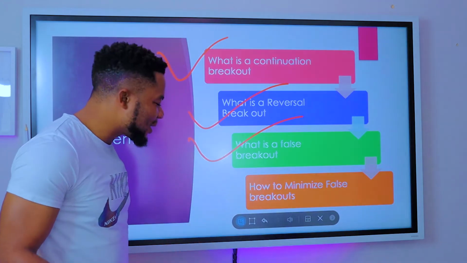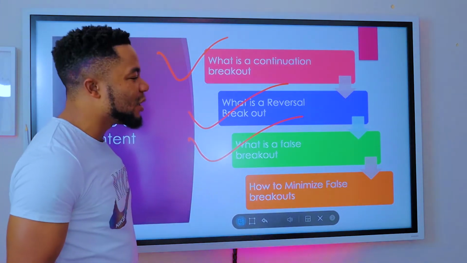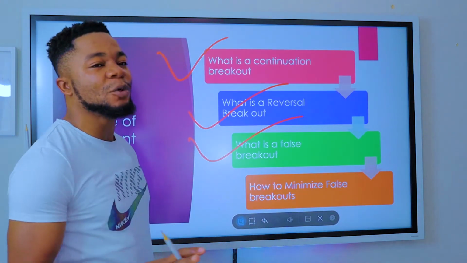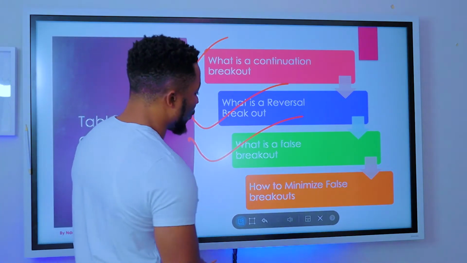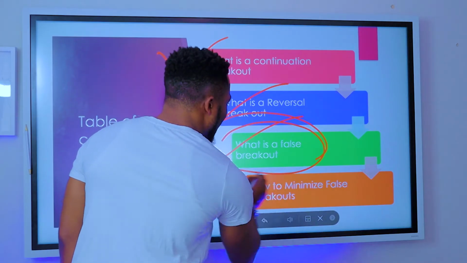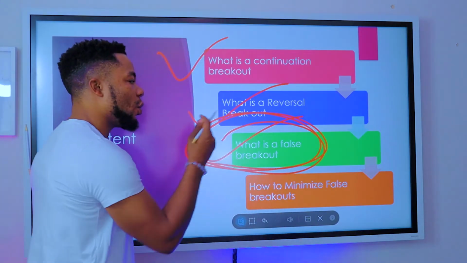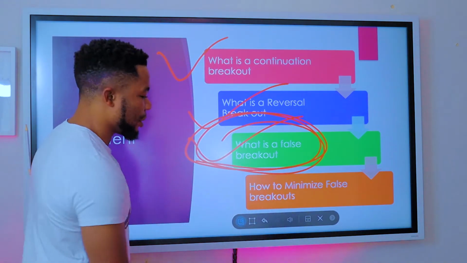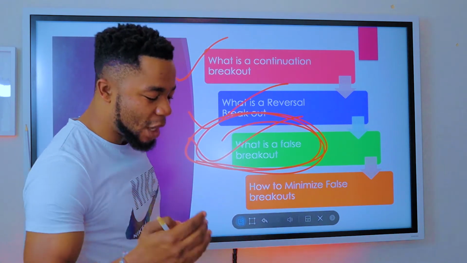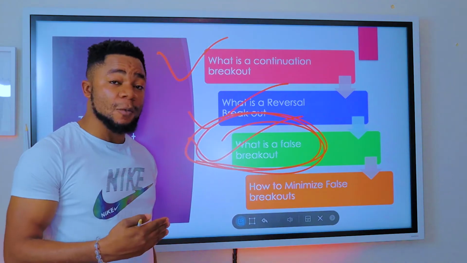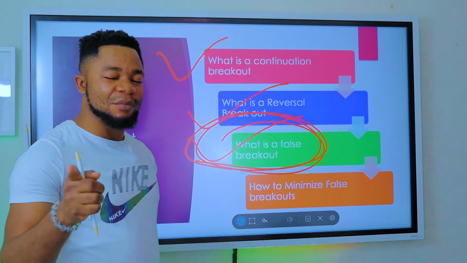The number one rule, the 90%, which has sent a lot of people to their early financial graves. It has ended a lot of careers for many people. This one is called the false breakout. So we'll also cover what the false breakout is, then how to minimize it. Remember, if you want to quote me somewhere, you need to be able to use my terminology.